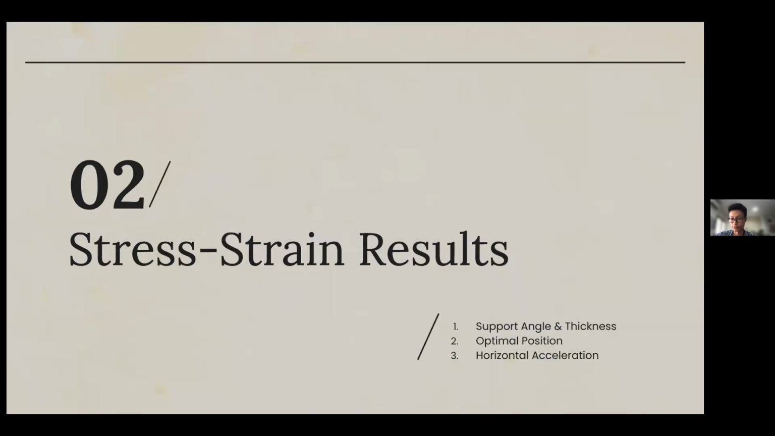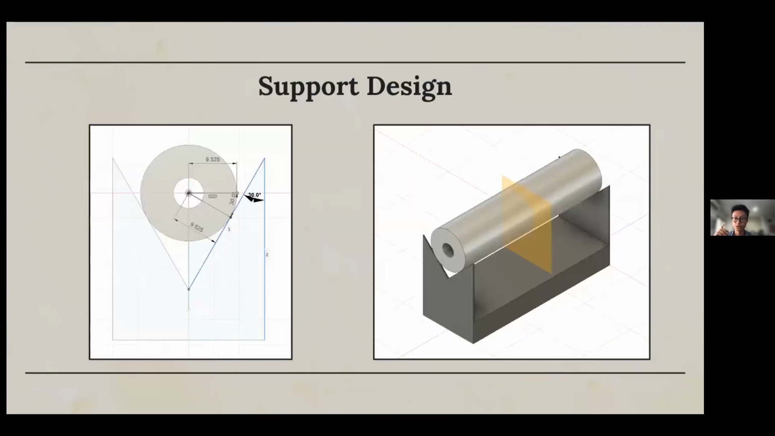So for our stress strain results, we started off with a support design, and the cavity support system will utilize a 7.5 centimeter INVAR reference cavity, which I mentioned earlier, and a 0.5 millimeter thick V-groove support. The support angles that will be used are 30, 45, and 60 degrees, and the angles are measured from the vertical tangent point on the cylindrical surface to the contact point between the cavity and the support. This will be equivalent to the angle of the V-groove support itself.